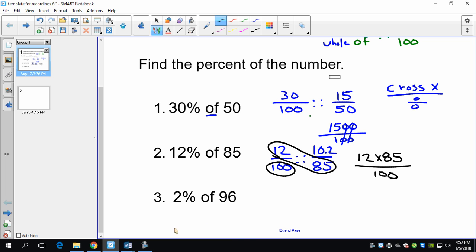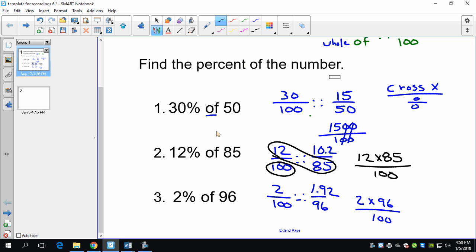The last one here, we have 2% of 96. Same thing, I'm going to go back to blue. 2 over 100 is proportionate to blank over 96. 2 times 96 is 192. And we're going to take 192 and divide it by 100. And we're going to get 1.92. And that is the same as 2%.